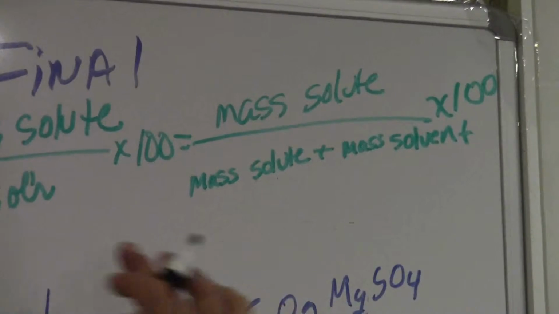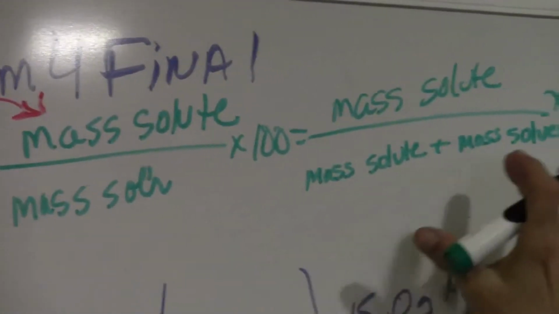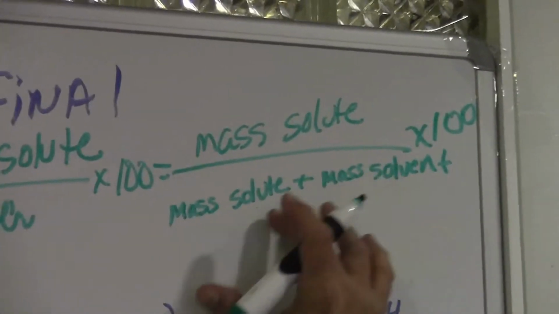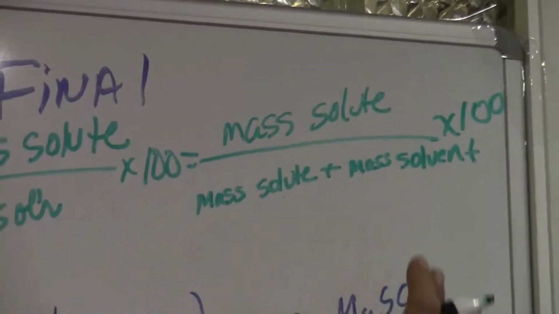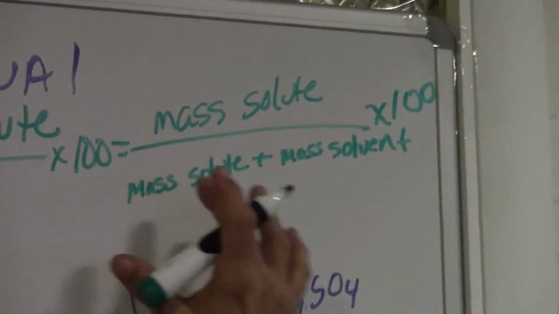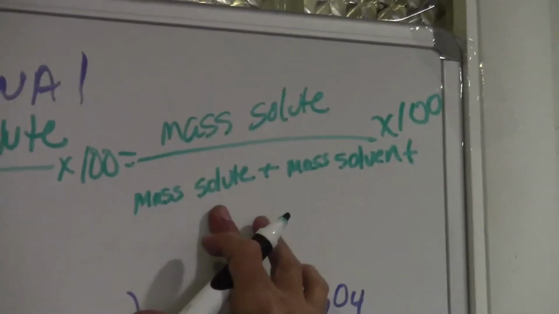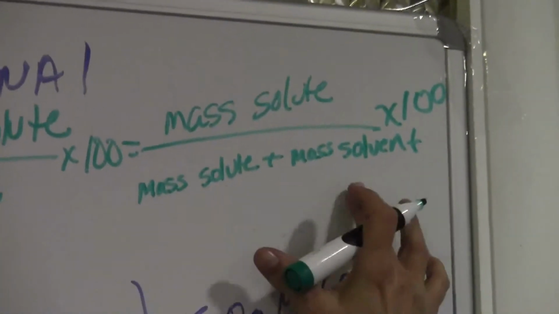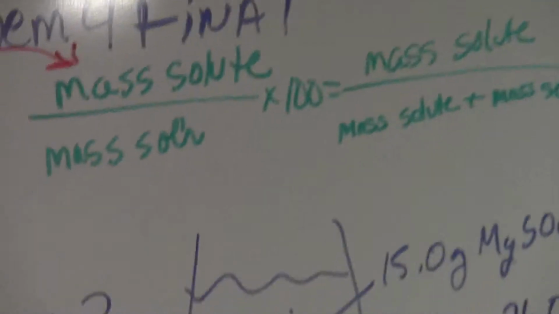a percent. Since solution is solute plus solvent, you must also keep in mind, depending on what they give you in the problem, that if they don't give you the mass of the whole solution, you have to find these two, the mass of the solute and the mass of the solvent, and add them.